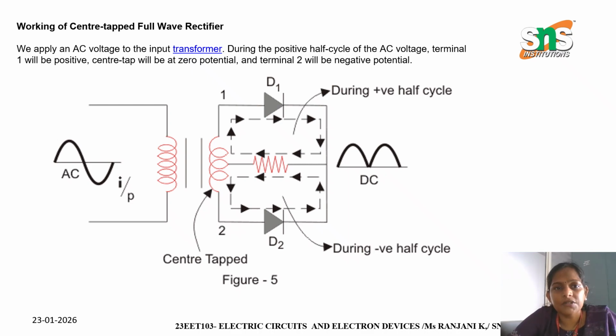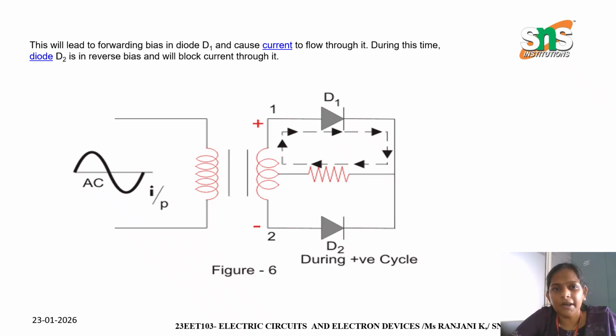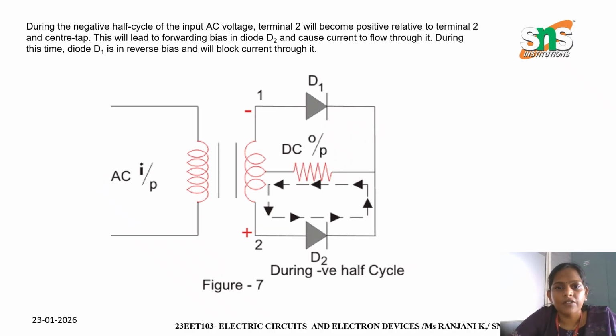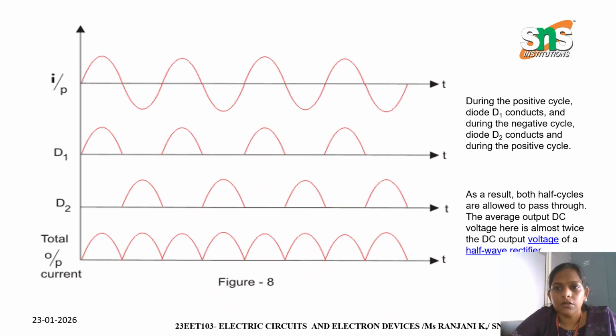Next is the working of the center tap full wave rectifier. When we apply the AC voltage to the input transformer, during the positive half cycle of the AC voltage, terminal 1 will be positive and the center tap will be 0, so terminal 2 will be at negative potential. In forward bias condition, D1 will conduct and the current flows through D1. During this, D2 will be in reverse bias, which blocks the current. In the negative half cycle, D2 will conduct and D1 will be in reverse bias. So during the positive cycle diode D1 conducts, and during the negative cycle diode D2 conducts. As a result, we get a full waveform.